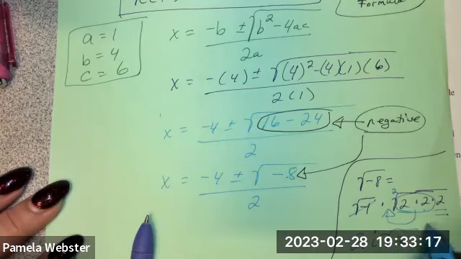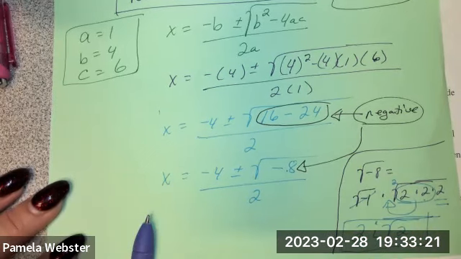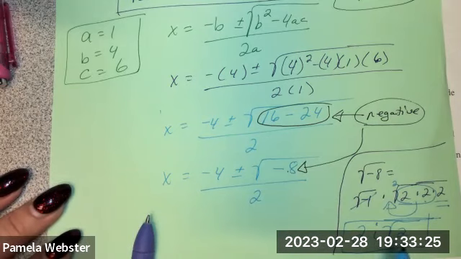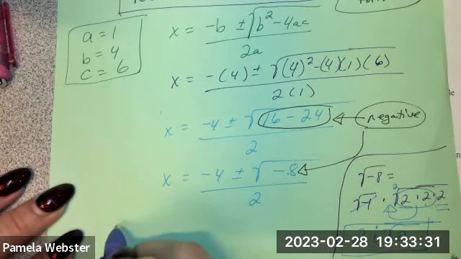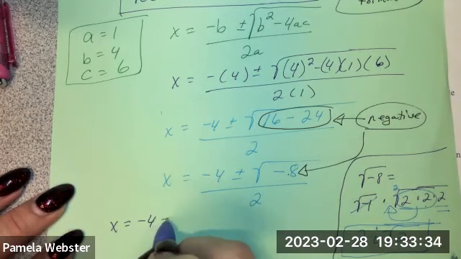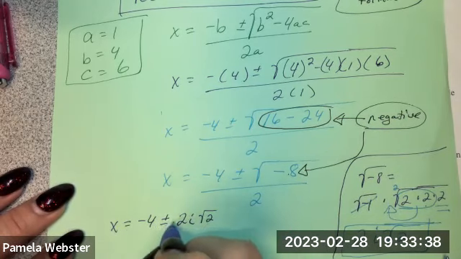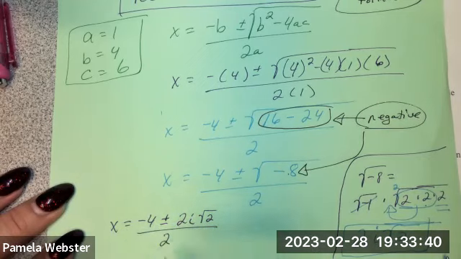He's just sitting in the square root, right? He's got to stay in the house. That's what I say. You got to stay in there, buddy. Okay, so there he is. So square root of -8 is the same as 2i square root of 2. So I'm going to make that substitution. x equals -4 plus or minus 2i square root of 2 all over 2.